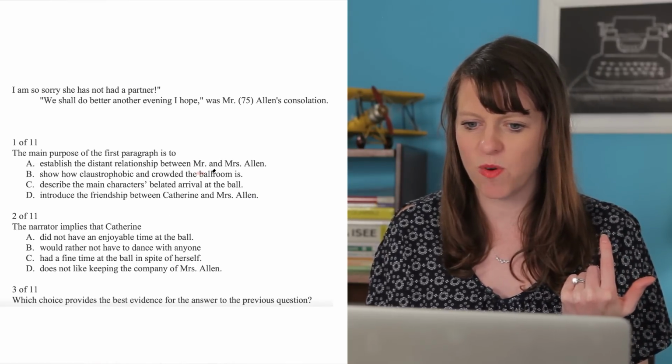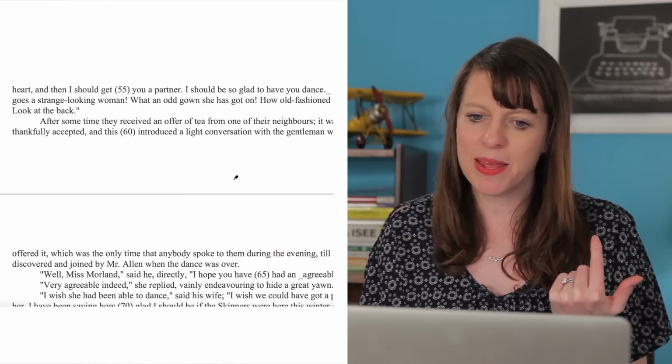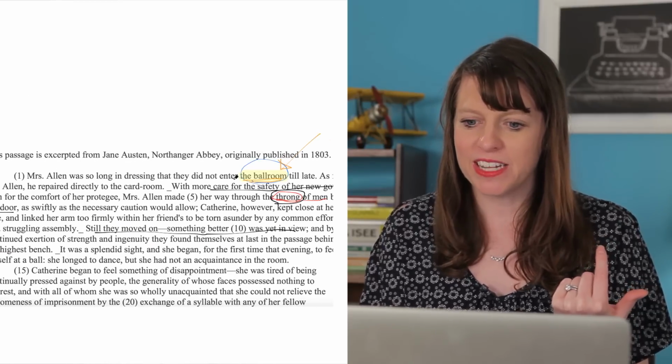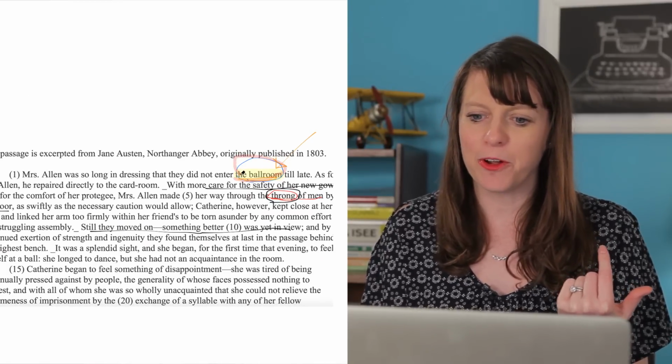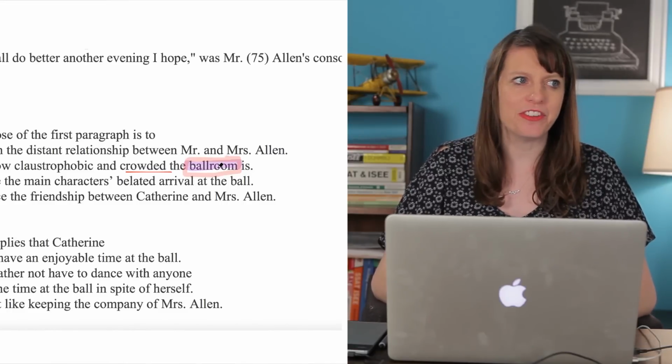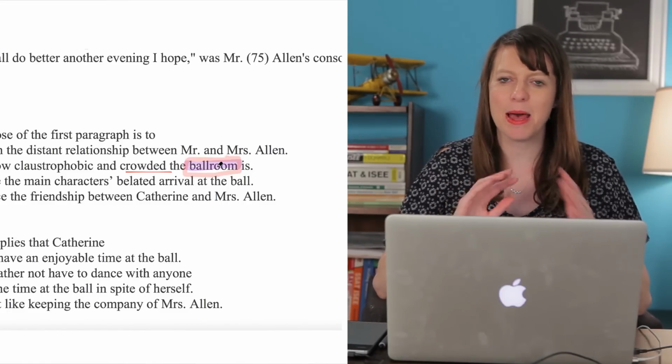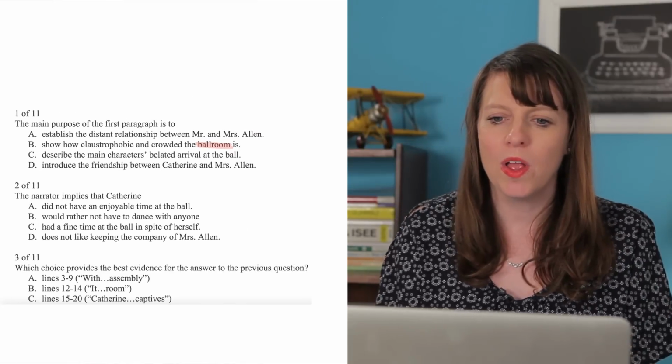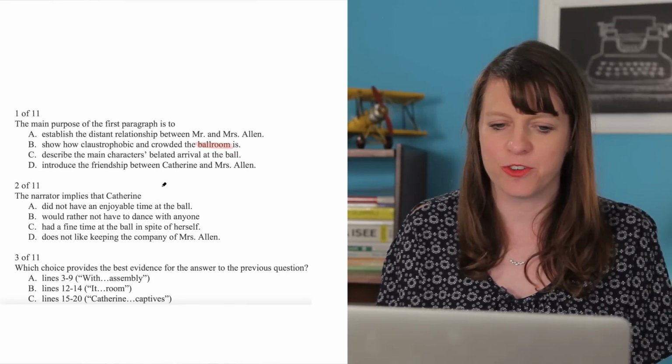Cherry picking is I take one word like ballroom and I say, wait a minute, I remember the word ballroom. It was in the first line. Look, it's the word ballroom. Ta-da, that must be the answer. You can't just take one word, and just because one word's there and one word's here, that does not make it the right answer. You have to look at the whole idea of what an answer choice is about.